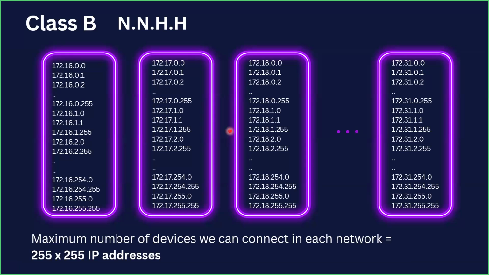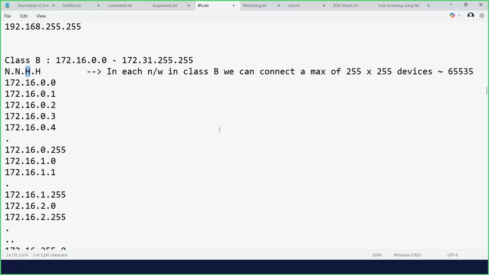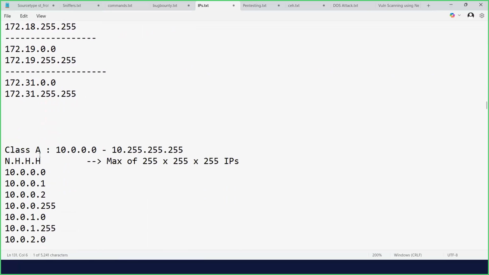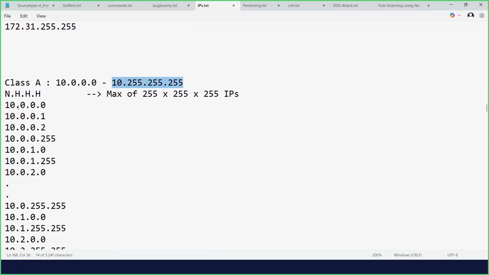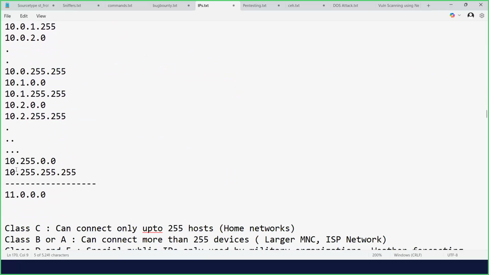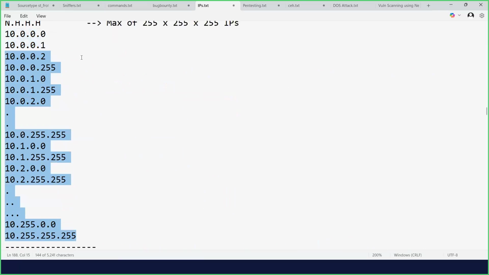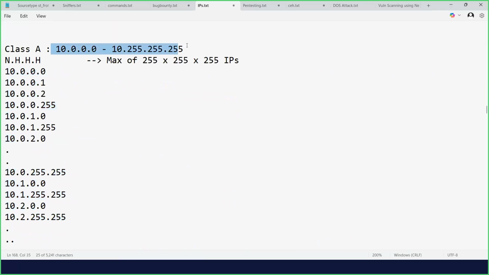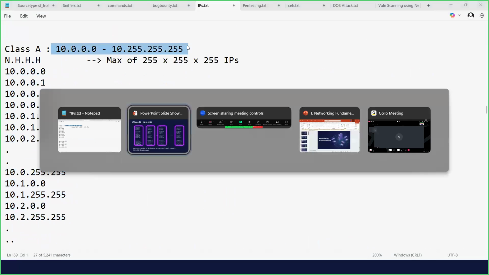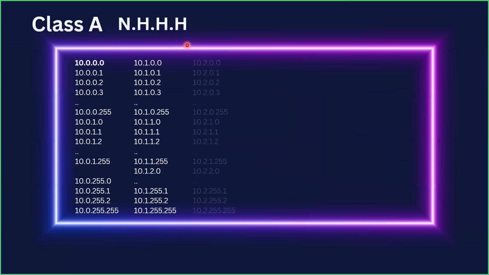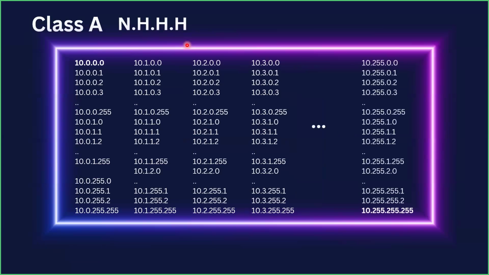And finally, when you come to Class A, it has one network portion and three host portions. The entire Class A ranges from 10.0.0.0 to 10.255.255.255. So all the IPs from 10.0.0.0 to 10.255.255.255 belong in one single network itself. The entire Class A private IP range is one single network, one of the largest networks, I would say.